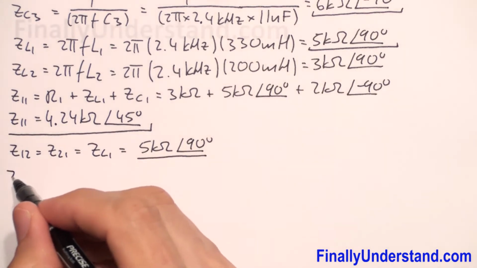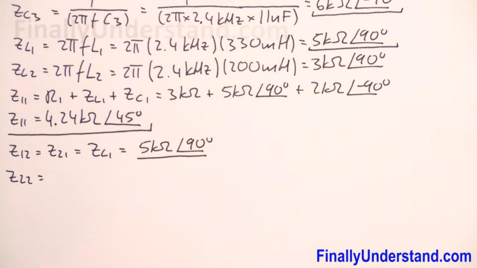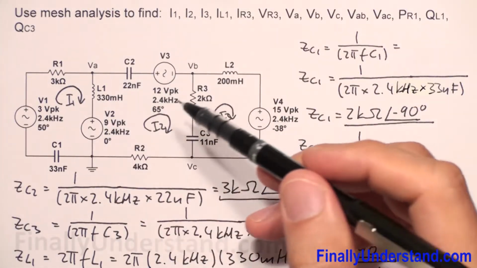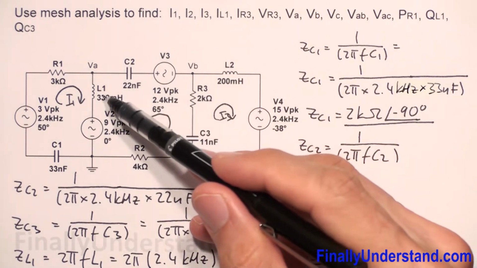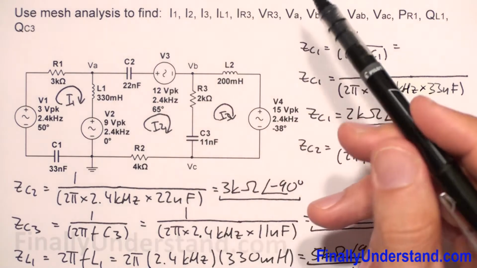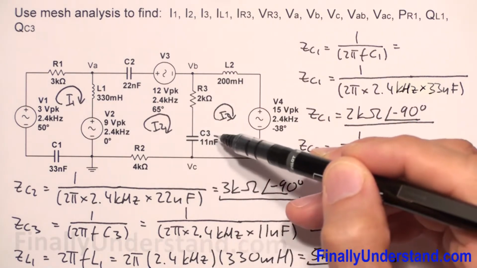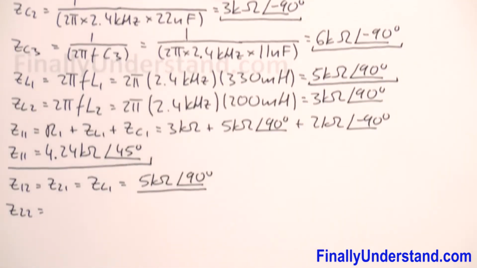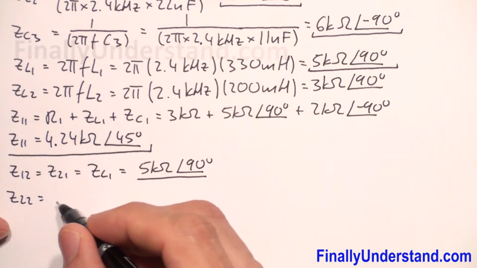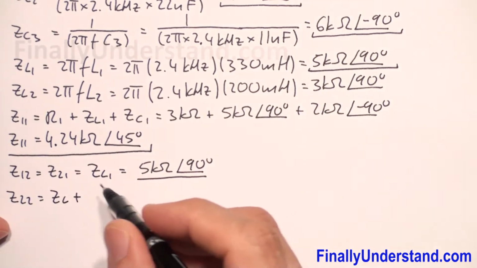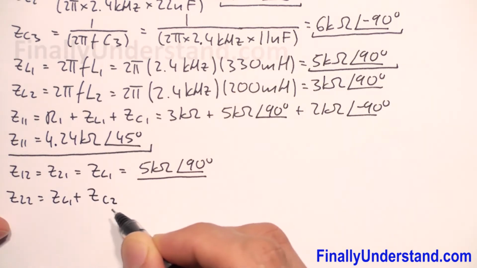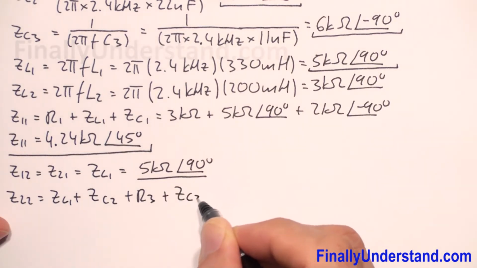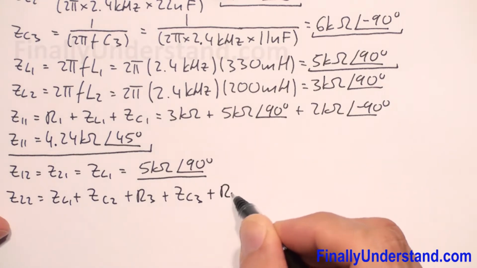Next, we're supposed to find Z22, the sum of the impedances in loop 2. So it means we have to add together ZL1, ZC2, R3, ZC3 and R2. Okay, so we have ZL1 plus ZC2 plus R3 plus ZC3 plus R2.